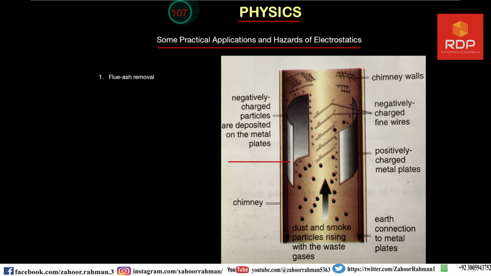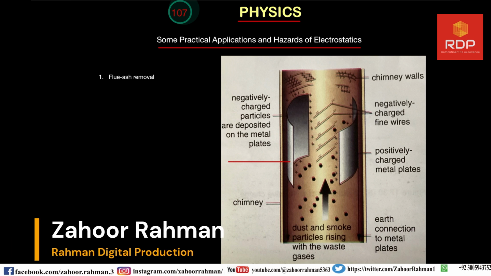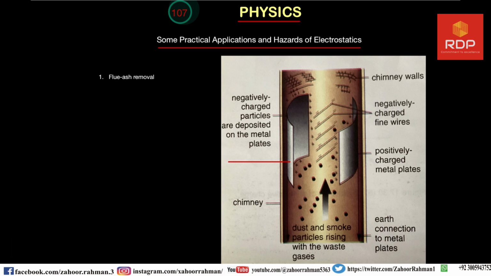If the flue-ash is not removed, it would be discharged into the atmosphere, causing serious air pollution. The figure shows how a precipitator attached to the chimney walls removes smoke and dust particles from the waste gases that flow through the chimney into the atmosphere. A precipitator is made up of a number of wires, you can see that in the figure, and plates as well. Also, it is shown in the figure.